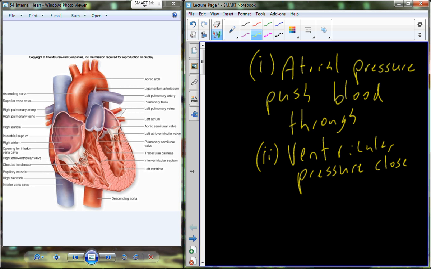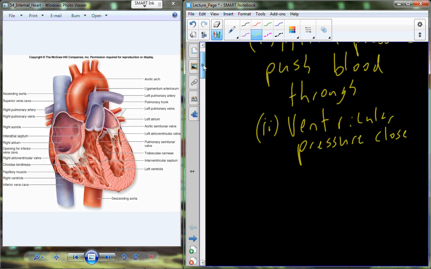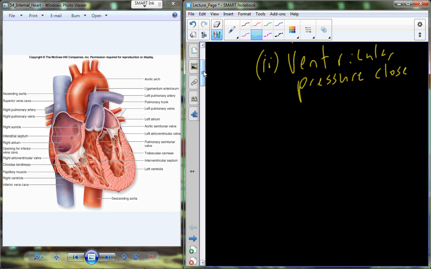Now, there is a condition in which the valve would open backwards. And so the leaflets, rather than just shutting, would open all the way back up and blood would begin to squirt back into the atria, and you should recognize that as being a very inefficient way to circulate blood. That condition is known as prolapse, and it does occasionally occur.